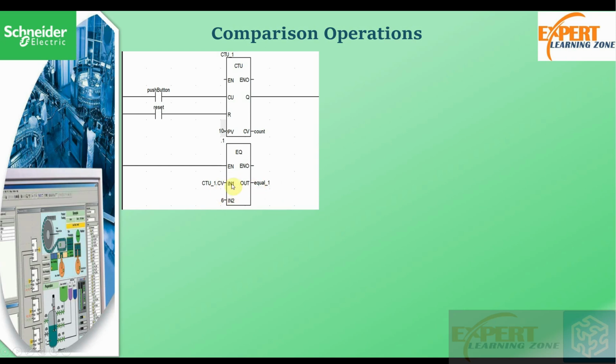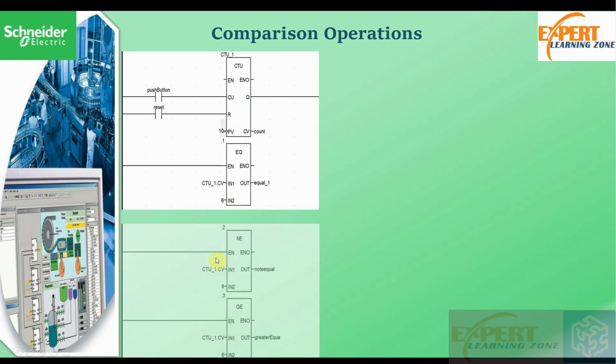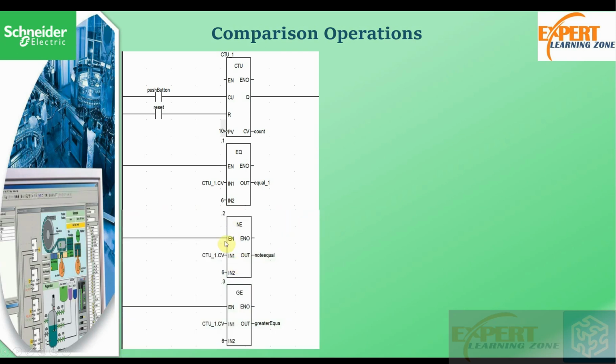Okay, so when input 1 and input 2 are equivalent, then the equal output becomes true. Hope that makes sense. Next is also a not equality. So this is a notation for the not equality: EQ for equality, NE for not equality.